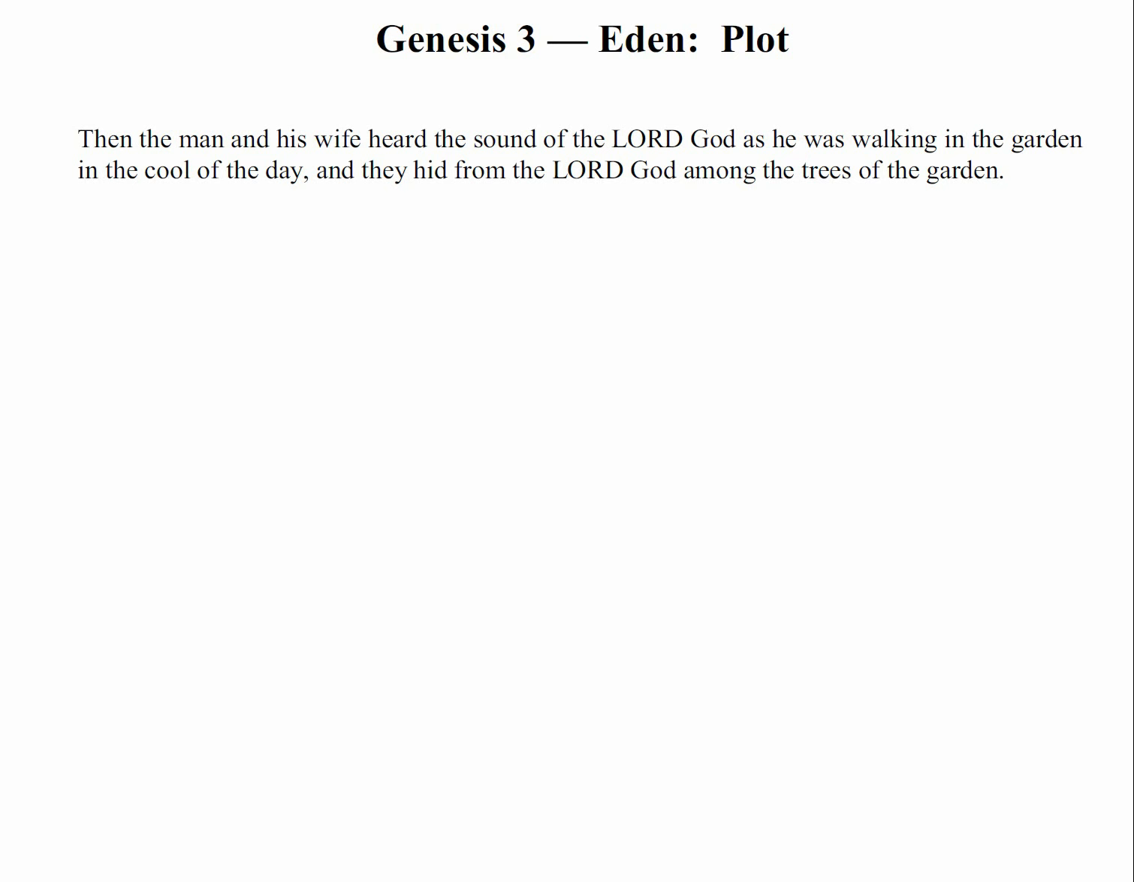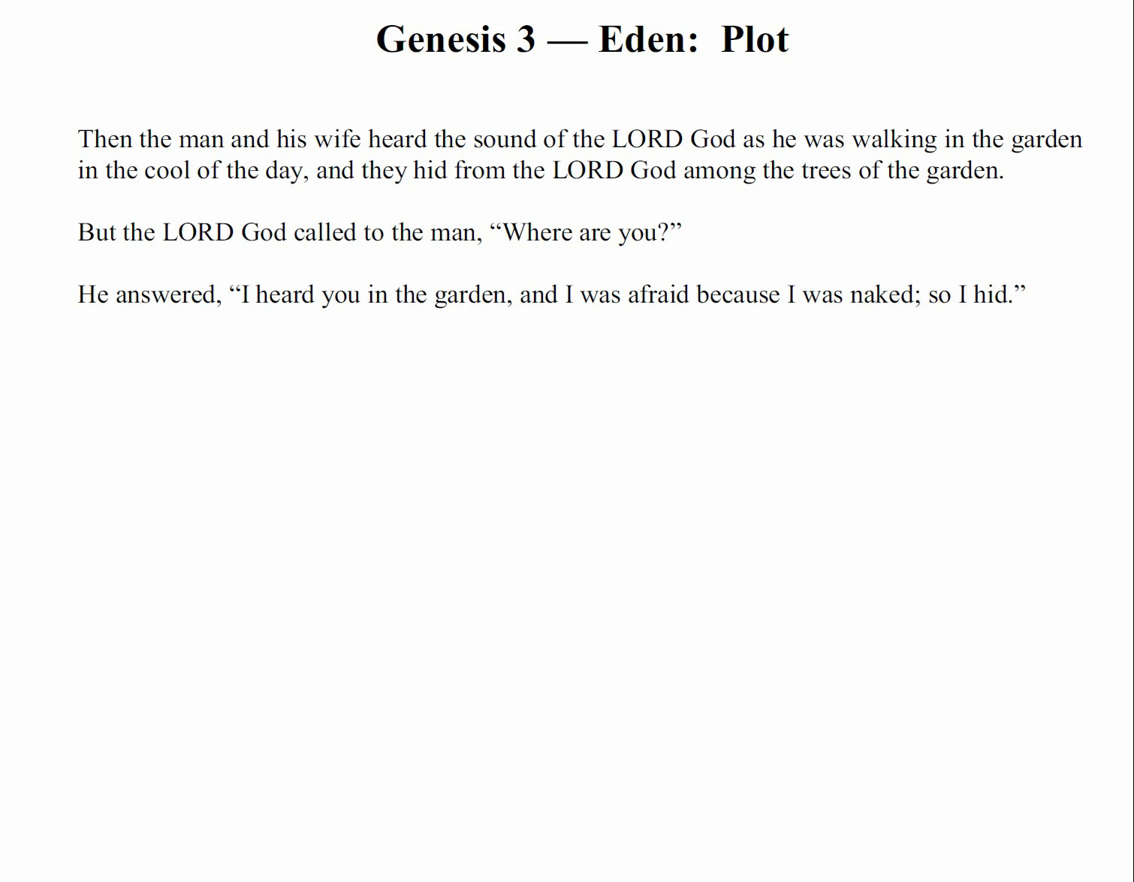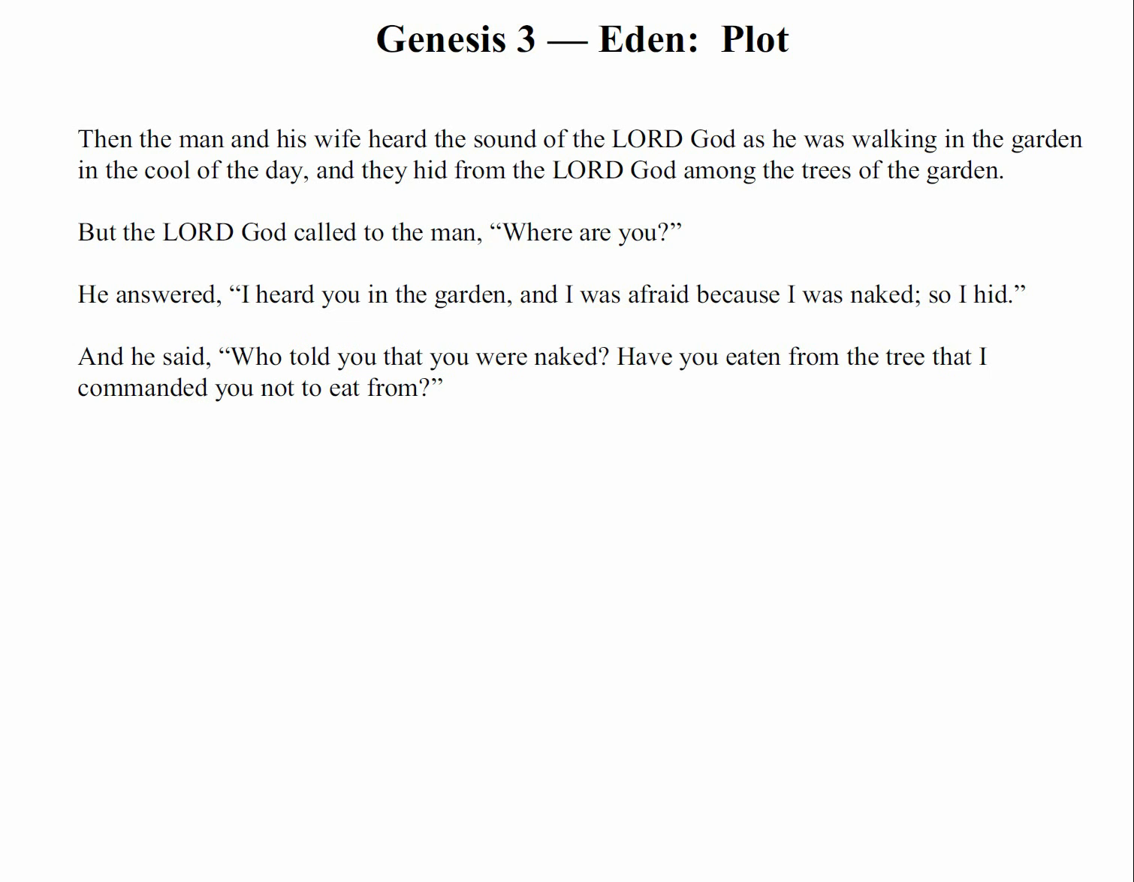Then the man and his wife heard the sound of the Lord God as he was walking in the garden in the cool of the day, and they hid from the Lord God among the trees of the garden. But the Lord God called to the man, "Where are you?" He answered, "I heard you in the garden, and I was afraid because I was naked, so I hid." And he said, "Who told you that you were naked? Have you eaten from the tree that I commanded you not to eat from?"